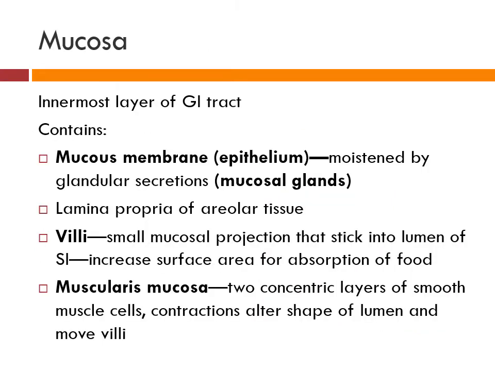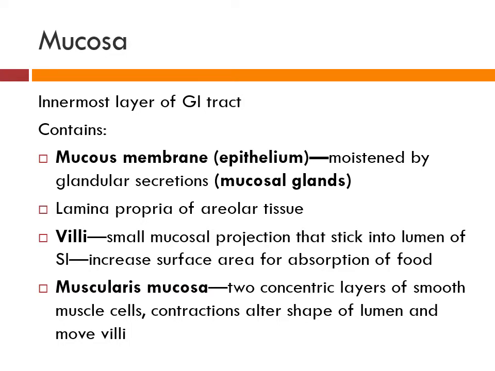The mucosa, which is the innermost layer, is a mucous membrane, and it's moistened with glandular secretions. So we have a lot of mucus production throughout our GI tract, and the purpose of that is twofold. One, it's to help with lubricating and moving bolus through our system, and two, it's for protecting the digestive epithelium from the acids that are produced within the system.